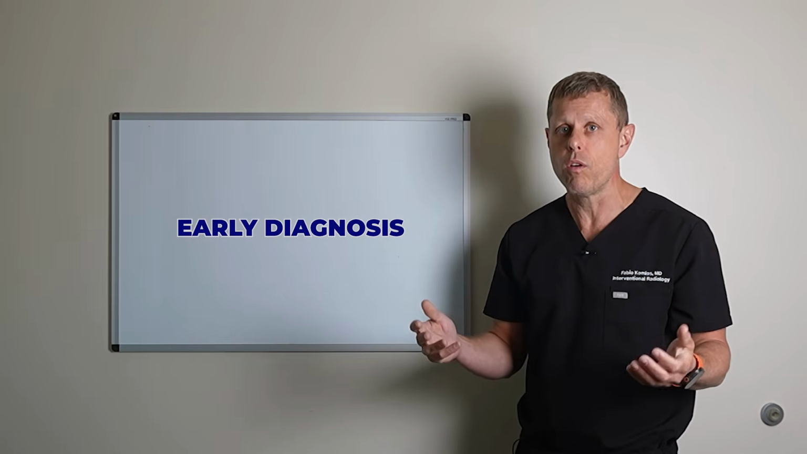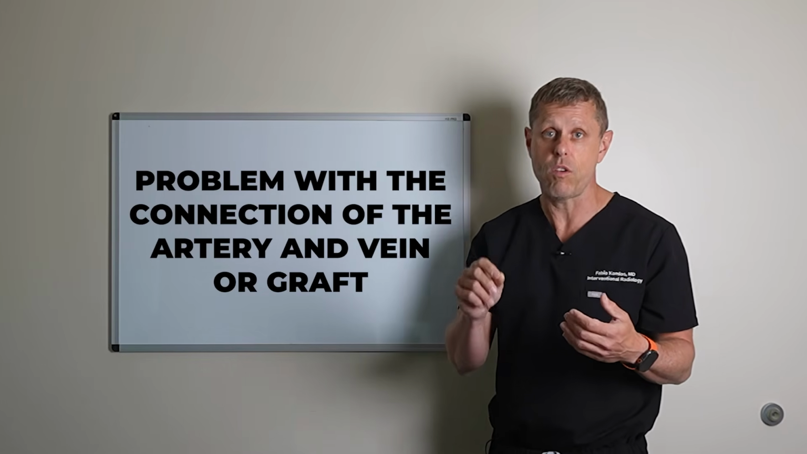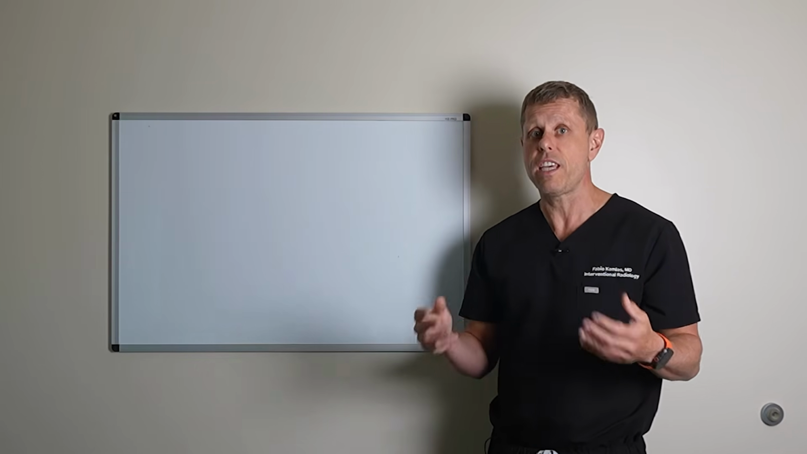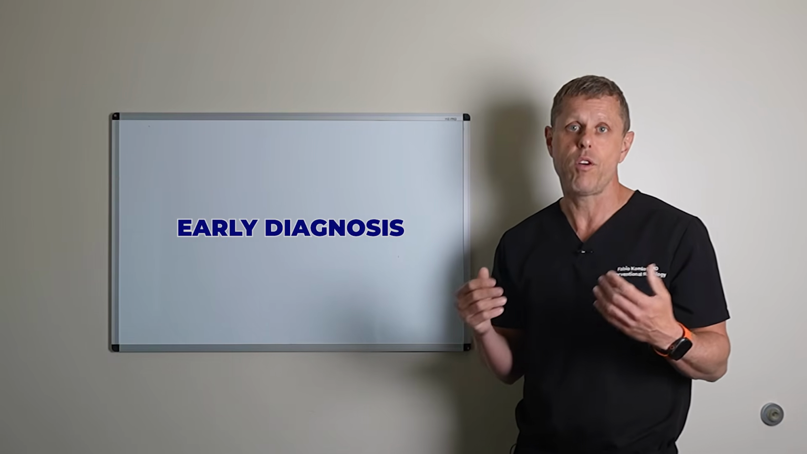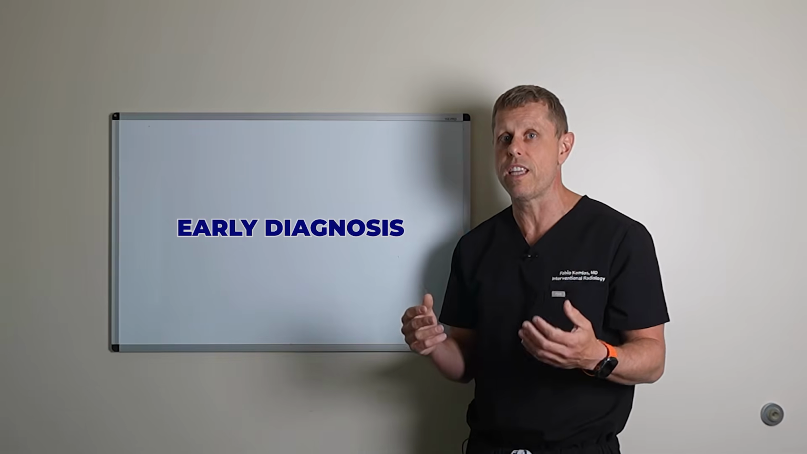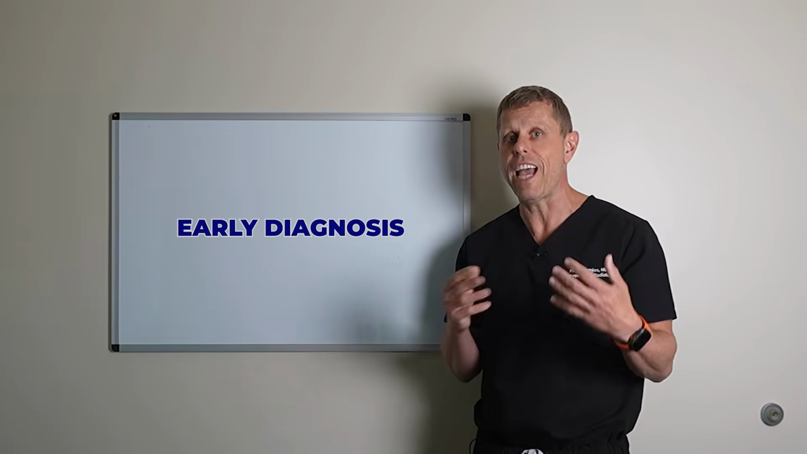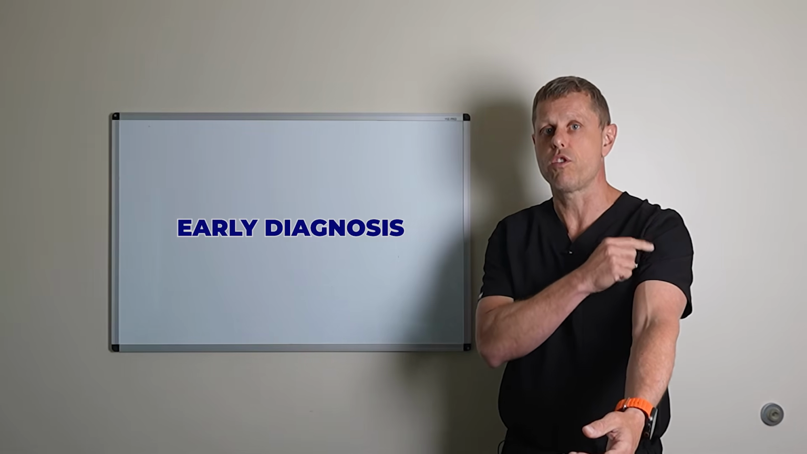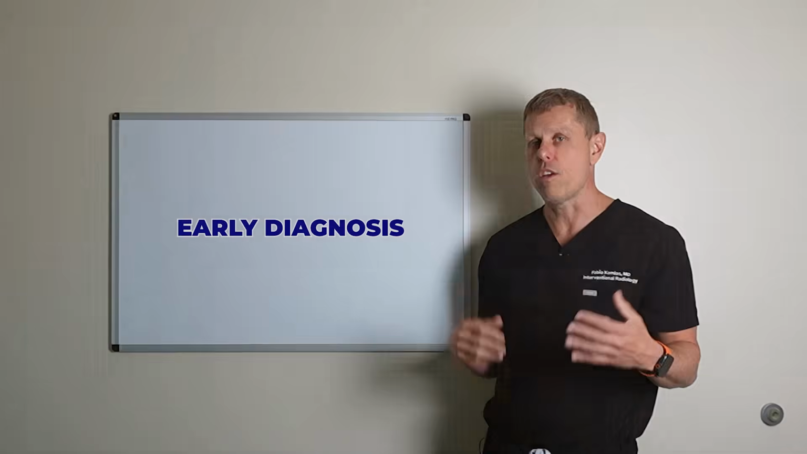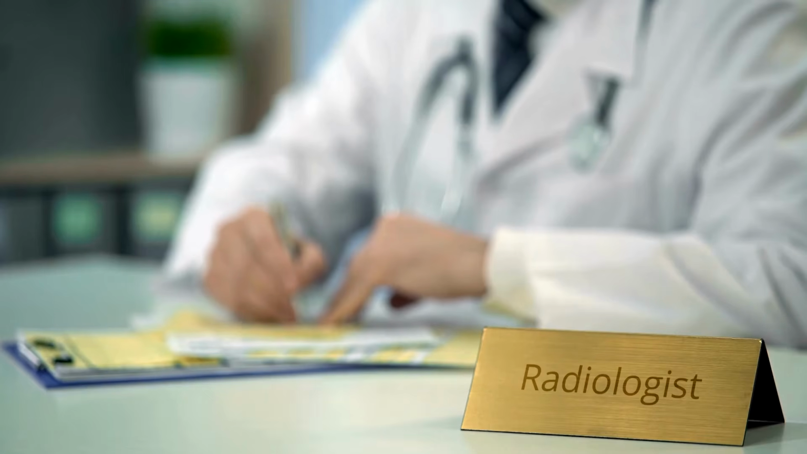So a faint thrill would indicate either a problem with the connection of the artery with the vein or the graft, or could indicate a narrowing in the area where they're putting the needles. Now, if you have a thrill and all looks good and all of a sudden that access becomes pulsatile instead and you lose the thrill, that usually indicates that you have a narrowing upstream, and then it gets pulsatile because it's having trouble going through the narrowing. And of course, if you can't feel anything, the odds are it's probably clotted and you need to see an interventional radiologist to get unclogged.